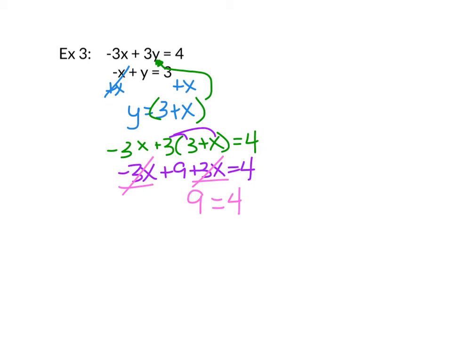So when that happens, that doesn't mean that you did anything wrong. You need to stop doing the problem, look at your statement that you have left, which is 9 equals 4, and determine if that is true or false. This is false. 9 does not equal 4. And so that means that we have no solution. So these two lines do not intersect. These two lines must be parallel.